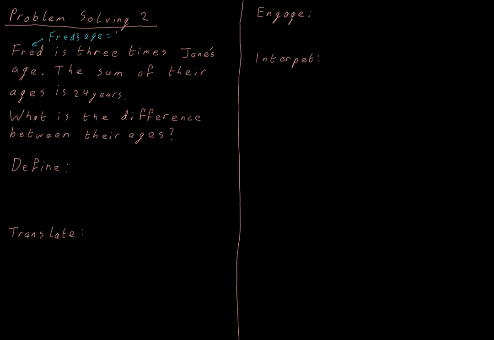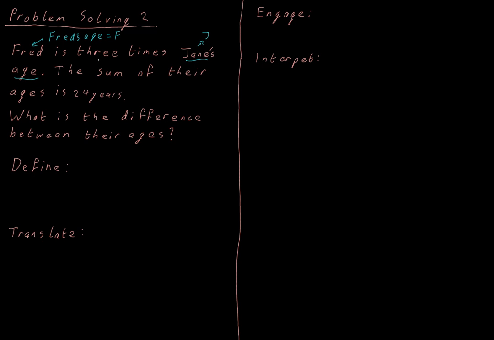I'm going to call F for Fred. And Jane's age I'm going to call J. So I've now got labels for the two ages that I'm talking about, so I can write them in shorter form. What do I know now?